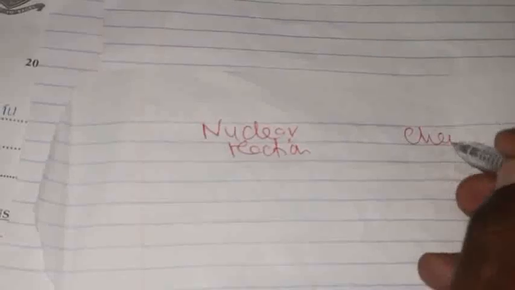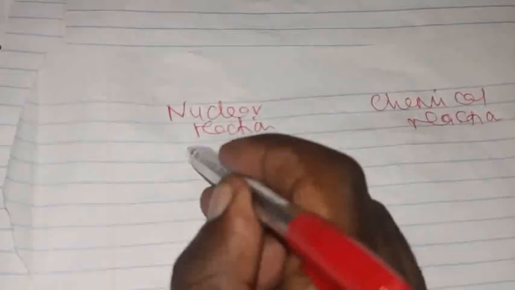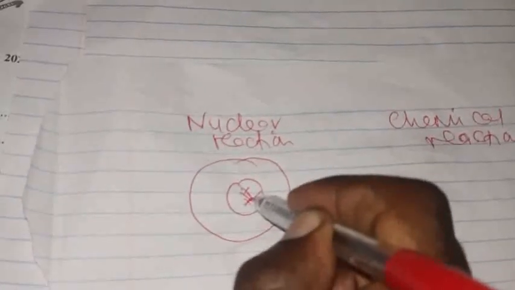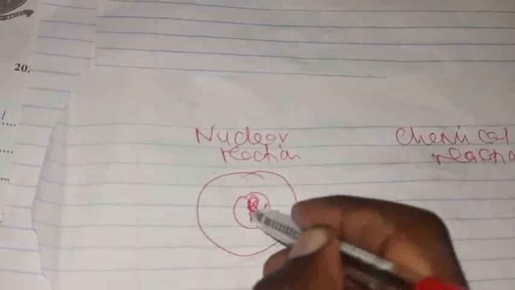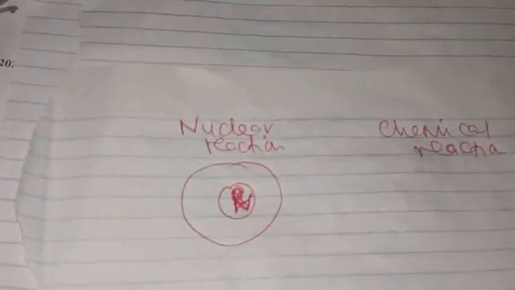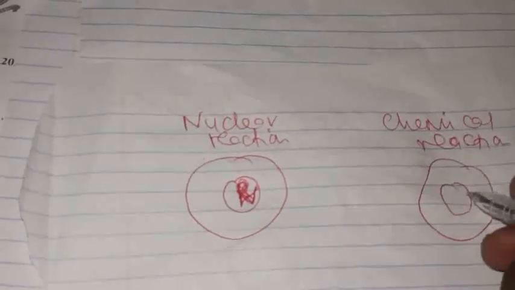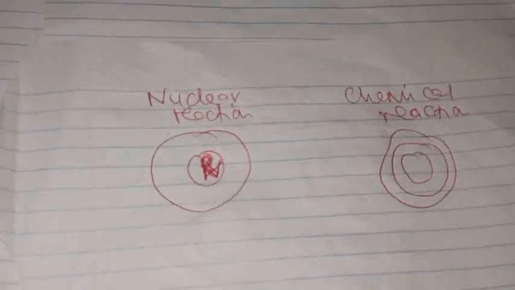We can now give the differences between a nuclear reaction and a chemical reaction. We've said a nuclear reaction takes place within the nucleus and involves protons and neutrons. But a chemical reaction takes place outside of the nucleus, always making use of the electrons.